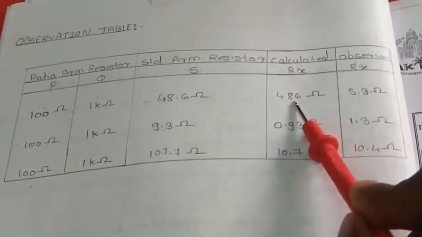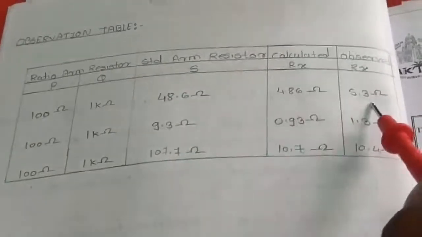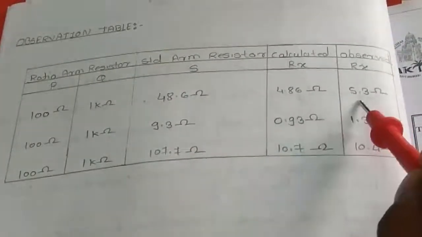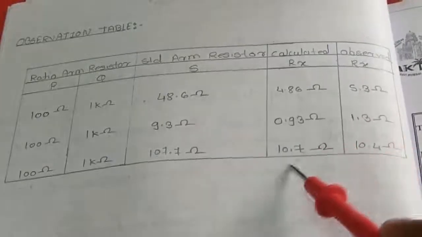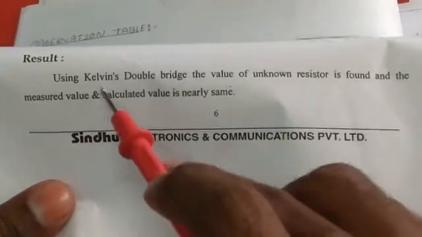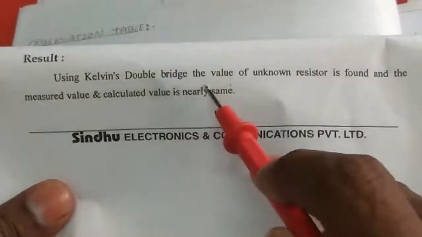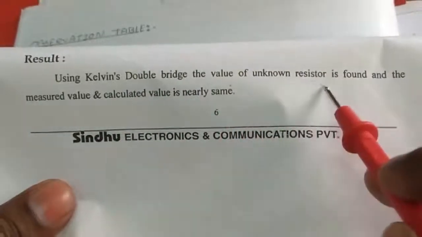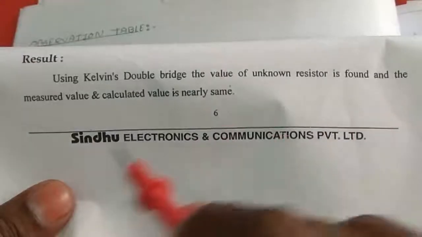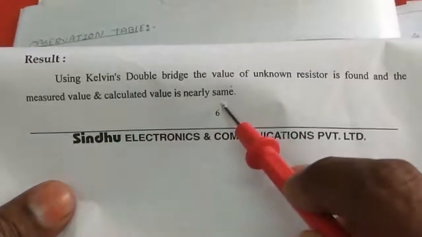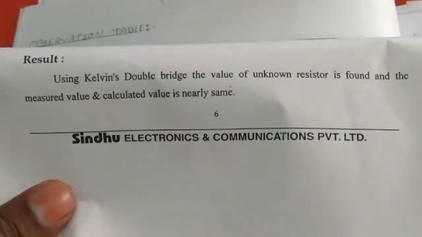So we can see the calculated value and the measured value, or the observed value, are approximately the same in all three cases. Hence the conclusion is that by using the Kelvin double bridge, the value of unknown resistance is found, and the measured value and the calculated value are nearly the same. Thank you very much.